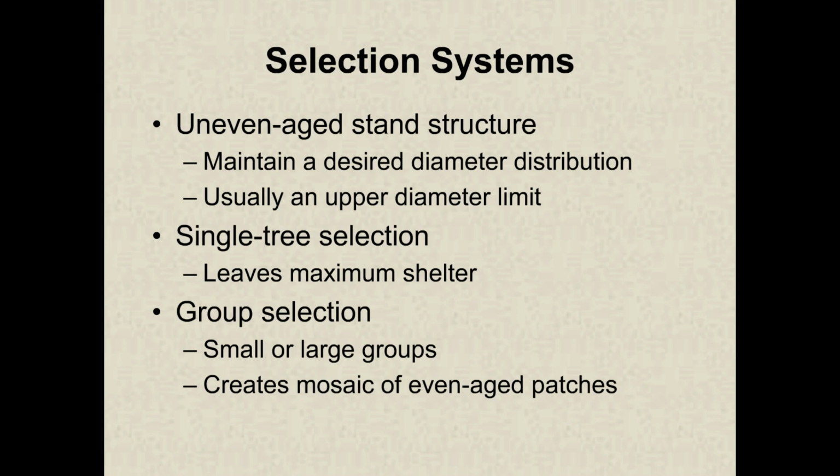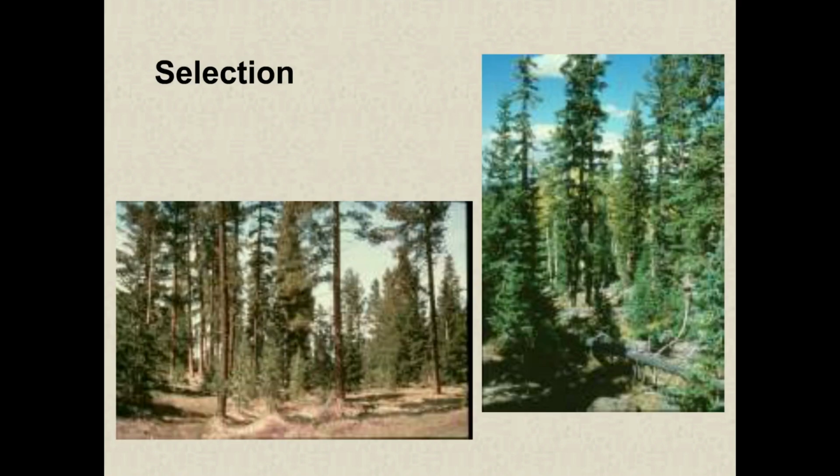Now selection, kind of hard to show a picture of it because we're actually picking out little groups in there. But the trick with the selection is that we're coming up with some desired stand structure. It's going to be fairly uneven aged, irregular structure, a lot of little ones, very few big ones. We usually set an upper diameter limit, and then examine the stand every 10, 20 years, whatever it might be, to go in there and pull off whatever exceeds our desired diameter distribution.